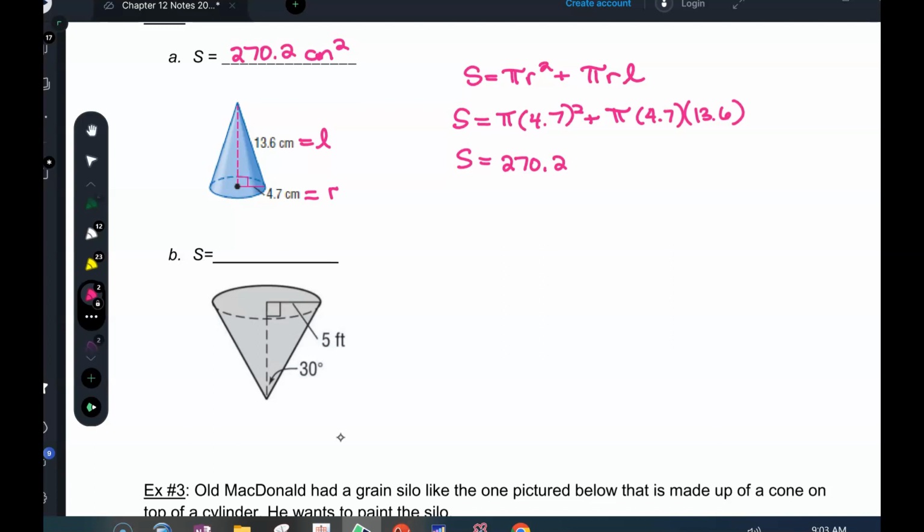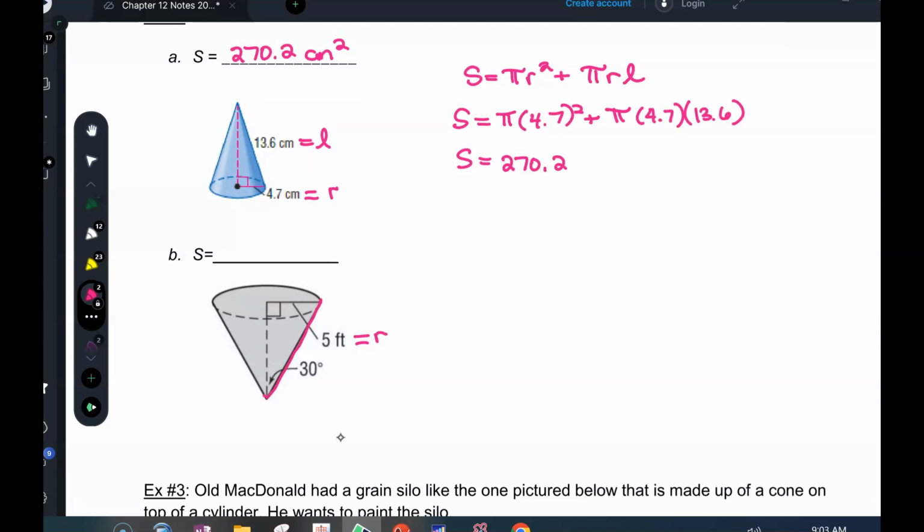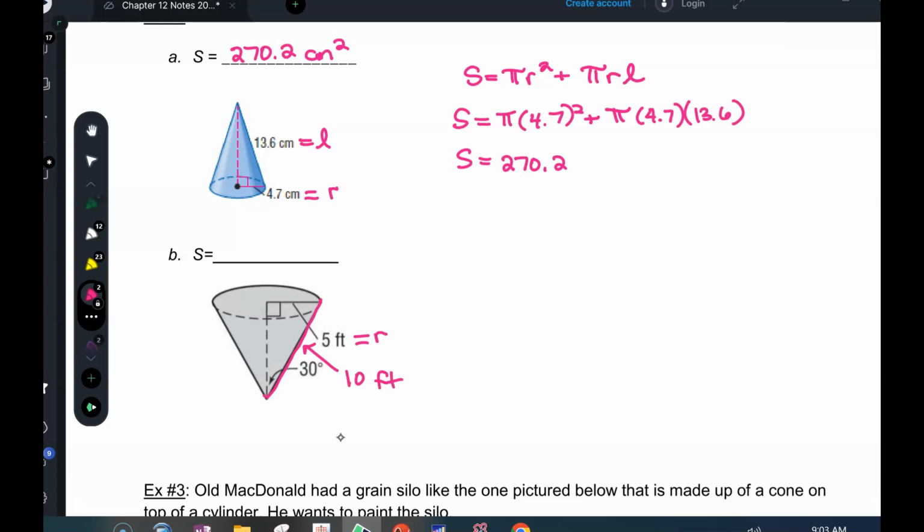Okay. This is 30, 60, 90. And what is 5 referring to? The radius. What do we need? We need the slant height. So 5 is 3 10, and 10. Good. Because what would the height be? It's a 30, 60, 90. So remember the hypotenuse is 2 times the shorter leg.